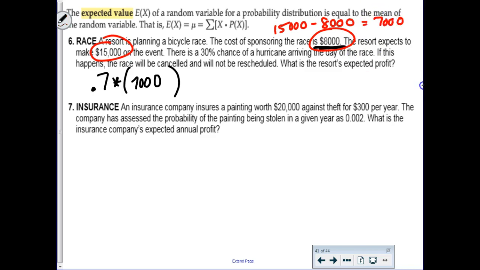Now, what's a much more likely, or sorry, hopefully less likely event? It's 30% that there's a hurricane, and what's going to happen if there's a hurricane? Well, they're not going to get any of the $15,000, but they did what? They had to pay the $8,000, so they're going to lose $8,000.